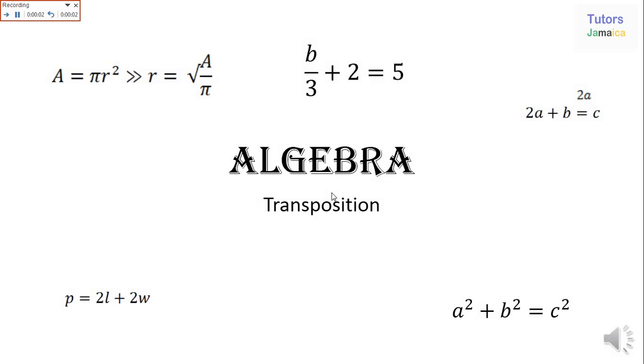Today we'll be doing a math class on algebra and we'll be covering the topic of transposition. Now this is going to be particularly important throughout math. So let's go. Now at this point in time I do not have any other algebra videos, and so I'll be going through just a little basic before we get down to the actual lesson of transposition. So let's go.